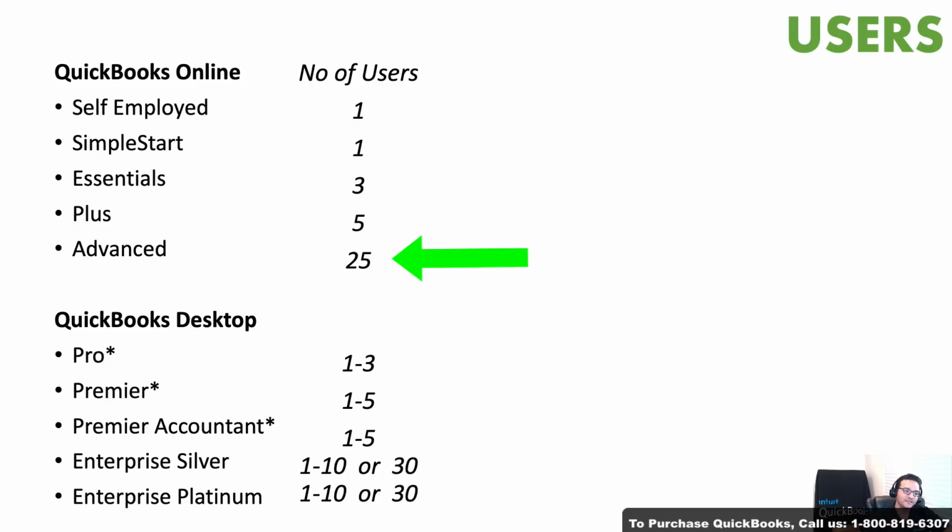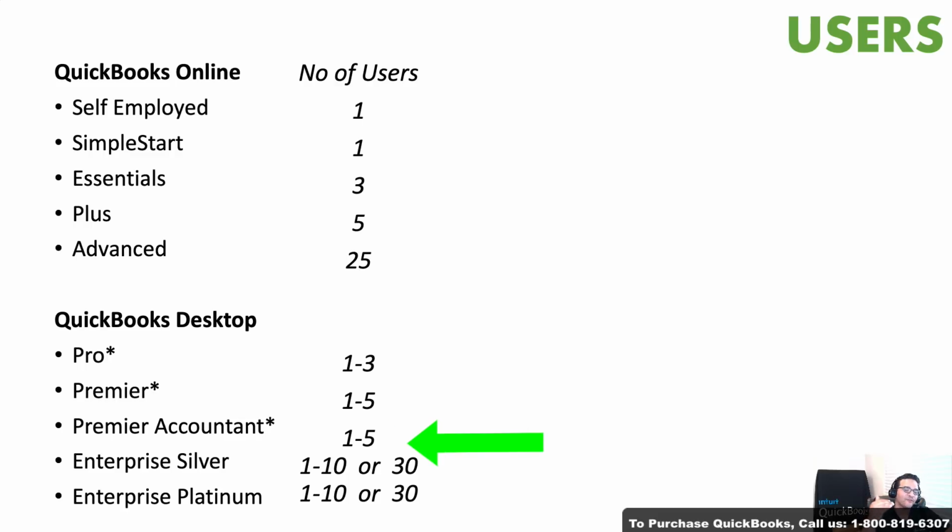Now, in the QuickBooks Desktop world, QuickBooks Pro and Premier are the ones you normally find in a retail store like a Best Buy or an Office Depot, and you can buy either 1, 2, or 3 user versions for QuickBooks Pro. You can buy 1 to 5 user versions on QuickBooks Premier, and you can buy 1 to 5 versions on QuickBooks Accountant or Premier Accountant.